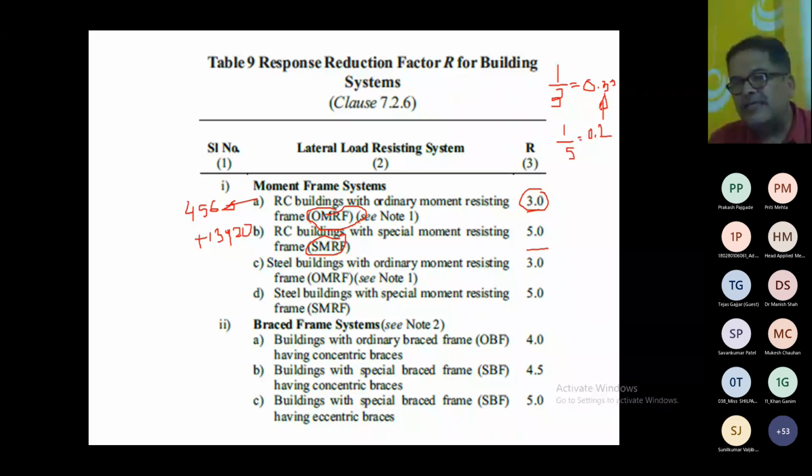You see, the code has given a direct penalty, right? If you are following IS 13920, it is good. And if you don't follow, then you design your system for 65% higher load, right? Same way, steel building with OMRF is 3, steel building with SMRF is 5. Same way in a braced frame also.